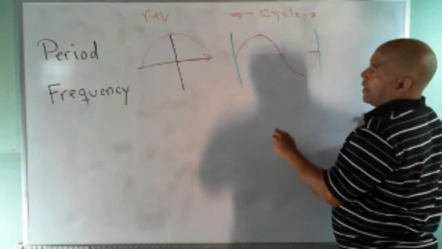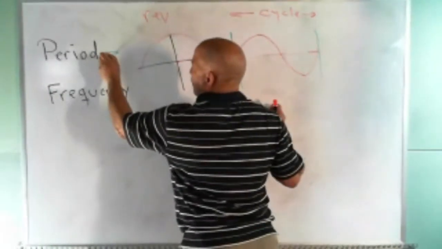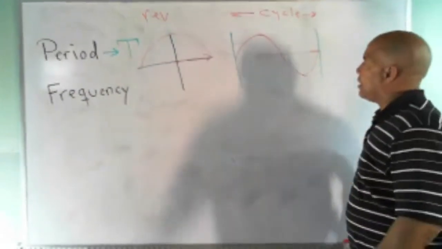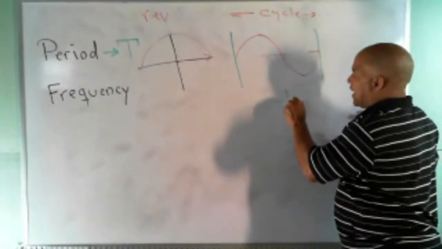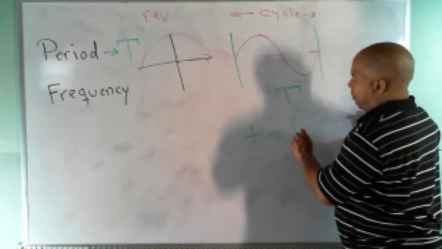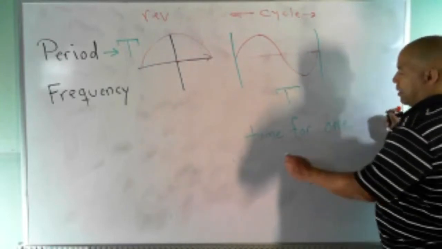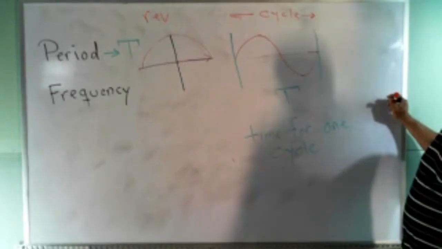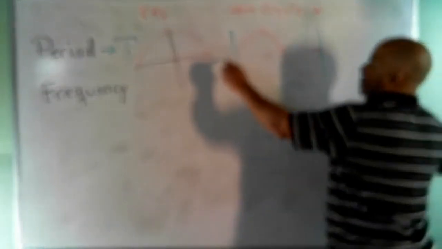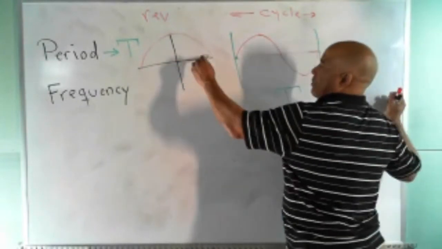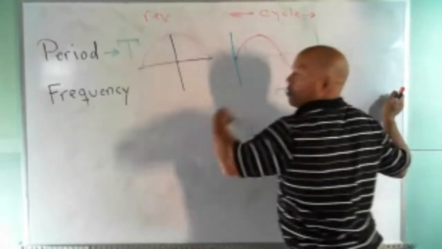So for period, you might think we use a P, but we use a T. That capital T, we use that for period. So the period is the time for one cycle. How long does it take to go from here to here is equivalent to the amount of time it takes to go around the circle one time. So you want to remember the period is the time for one cycle.